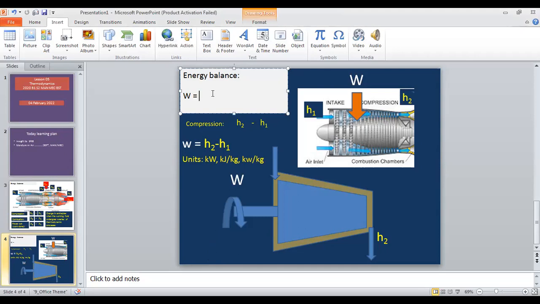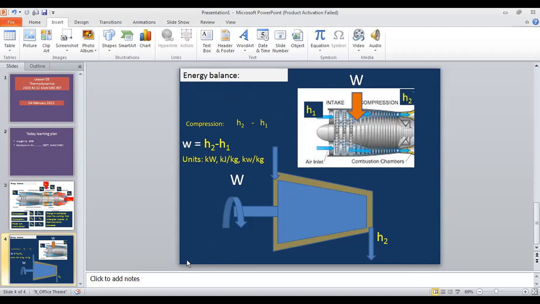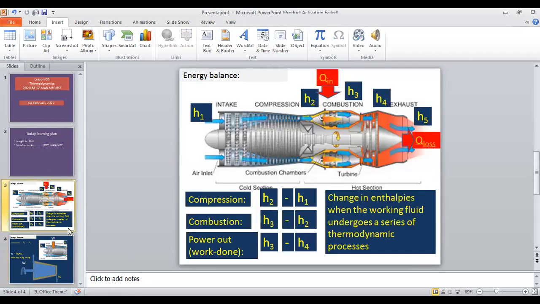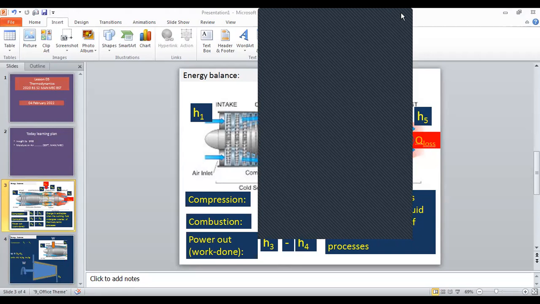So hope you can understand this, but there are many more things to learn. For this case, for the compression part, you can write it in this way. Okay. Later we will have a complete knowledge on this. Don't worry. Then we will be looking into the other component, same way. Combustion. See, combustion part. This part, combustion chamber.